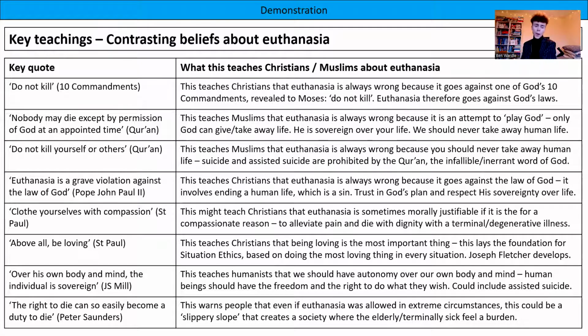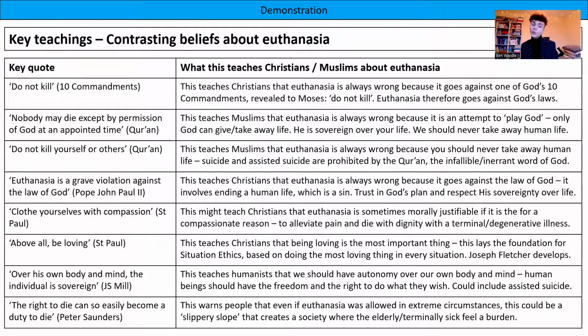Pope John Paul II, as we just mentioned, says that euthanasia is a grave violation against the law of God. This teaches Christians that euthanasia is always wrong because it goes against the law of God. It involves ending a human life, which is a sin. You should trust in God's plan and respect his sovereignty over life.